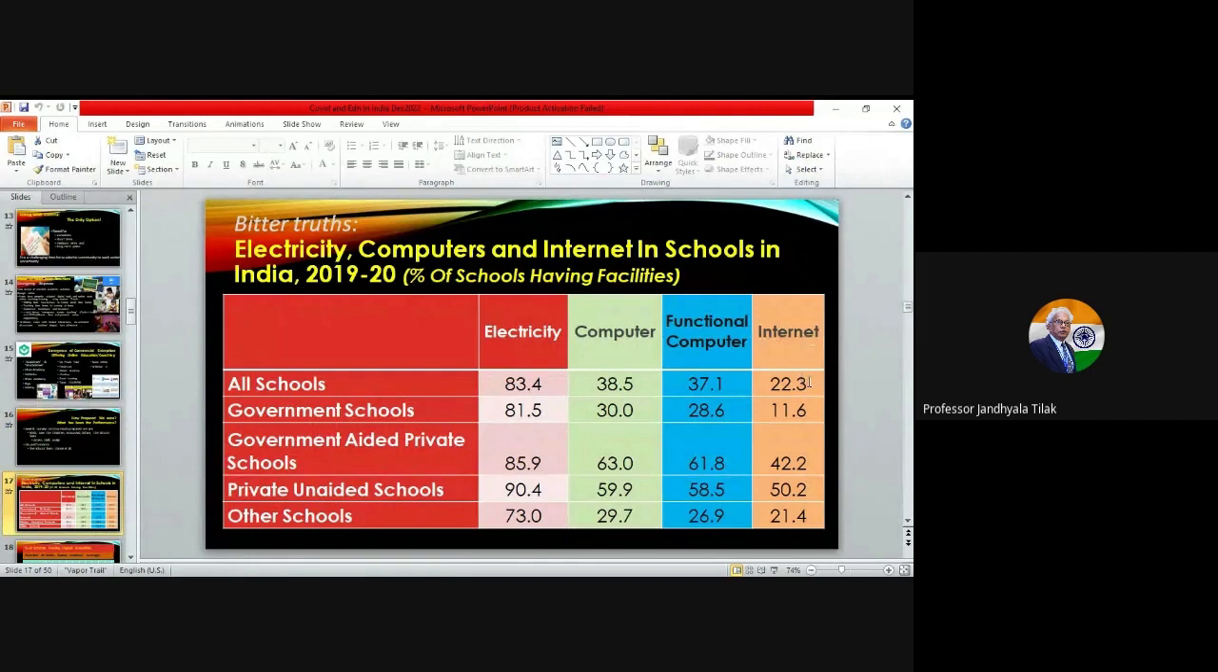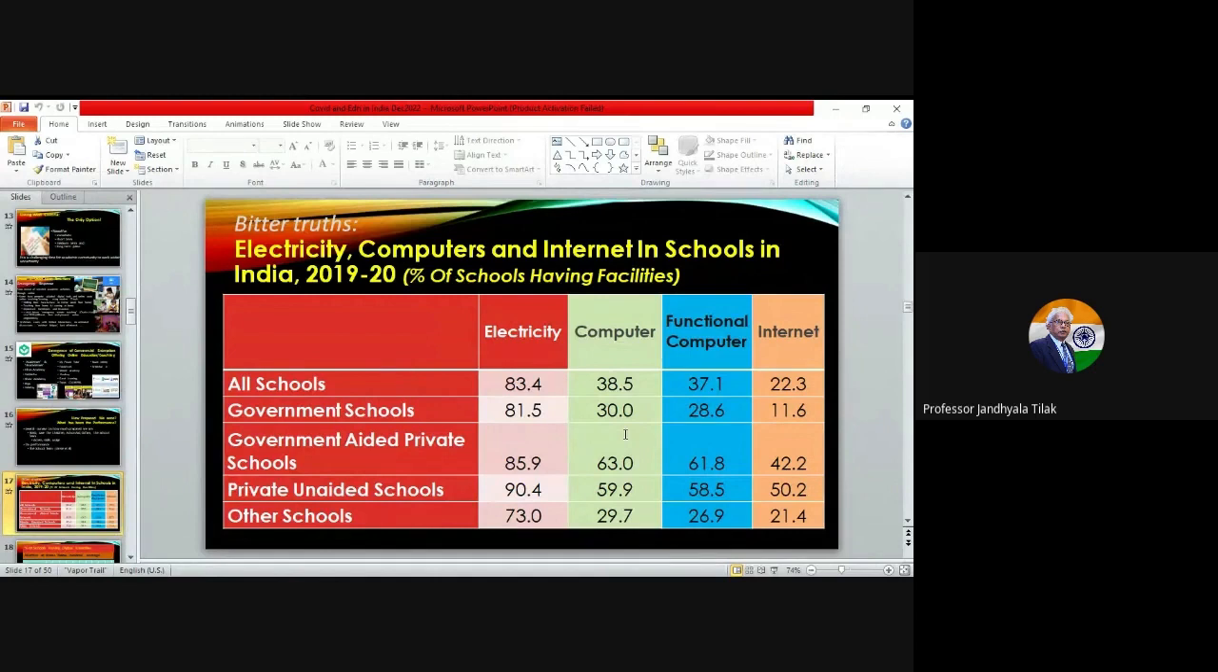Number one, in 2019-20, that is just on the eve of the crisis, how did the schools work in the system? While more than 80% of the schools have electricity, which is of course basically essential, and at least that's a lucky picture, only 38% of the schools have computers. And almost the same was reported: 37% of the schools reported having functional computers, but less than 1/4 of the schools have internet facilities, which is absolutely essential if you want to have online programs. The situation is certainly slightly better with respect to private aided and private unaided schools, but government schools are in a very bad situation.